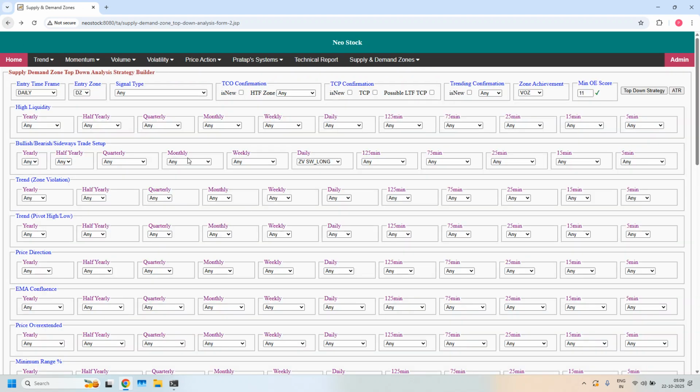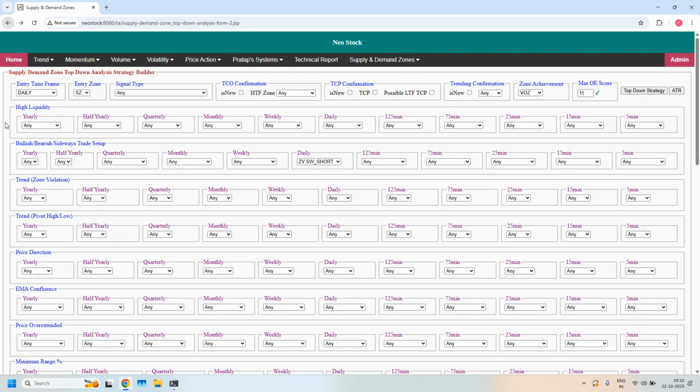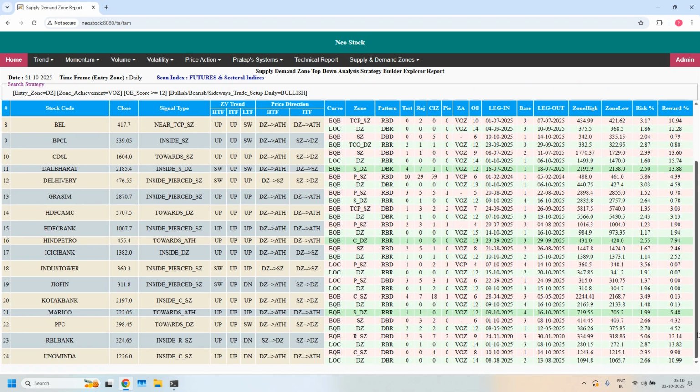Okay, next, the sideways short trade setup. The entry zone is the daily supply zone, and sideways short at the daily time frame. Let's filter. We don't have any stocks. Next, the bullish trade setup for monthly income trade, where the entry zone is the daily demand zone. Here for bullish, the minimum odd enhanced score should be 12. Let's filter. So we got 24 stocks.